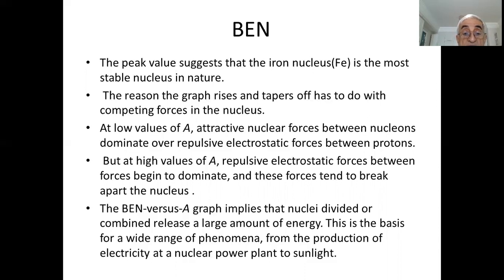At low values of A, attractive nuclear force between nucleons dominates over repulsive electrostatic force between protons. But at high values of A, repulsive electrostatic force between protons begins to dominate, and these forces tend to break apart the nucleus. So the binding energy per nucleon versus A graph implies that nuclei divided or combined release a large amount of energy. This is the basis for a wide range of phenomena, from the production of electricity at a nuclear power plant to sunlight.